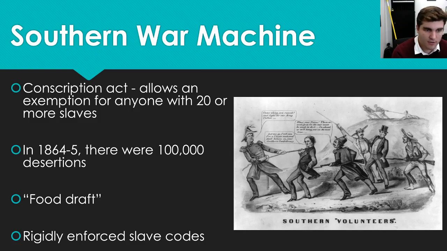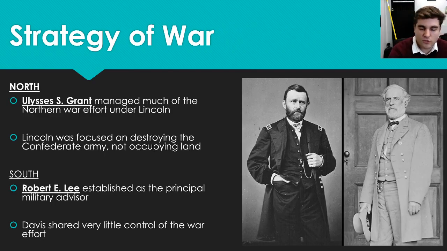You also saw the South rigidly enforcing their slave codes in order to prevent uprisings, in order to try to not have to fight on two fronts. Now, in terms of the strategy of the war, it was largely conducted by two individuals. Ulysses S. Grant managed much of the Northern war effort under Lincoln, and Lincoln was focused on destroying the Confederate Army, not occupying land, which was beneficial in some senses and not in others.